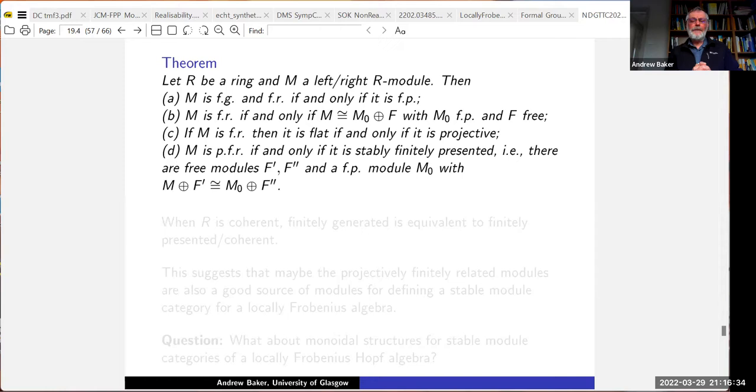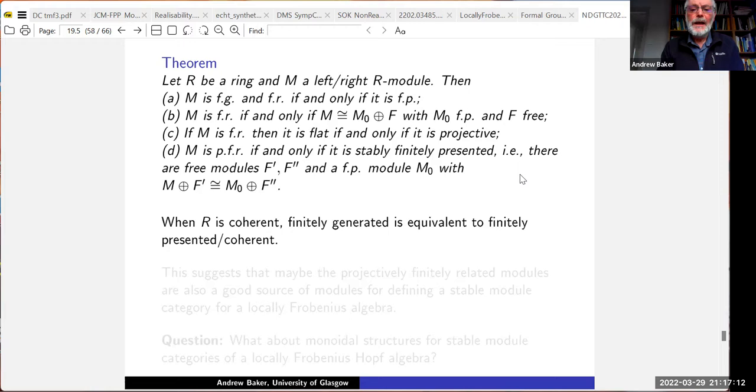And then for this projectively finitely related condition that I mentioned, it turns out that's equivalent to being what you might call stably finitely presented. It's basically trying to be finitely presented, but you have to add on some free summands on both sides. Now, the proof, of course, involves some version of the Eilenberg swindle argument. So this is the only time in my life when I've ever actually used that, I think. So this projectively finitely related condition is, say, up to adding on free summands, a finitely presented module.